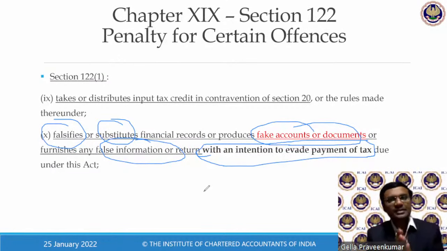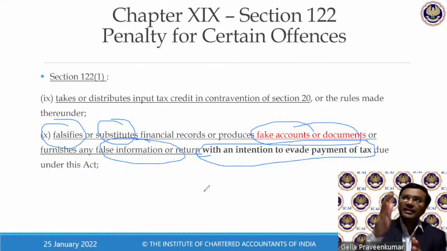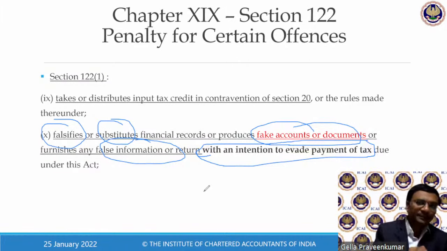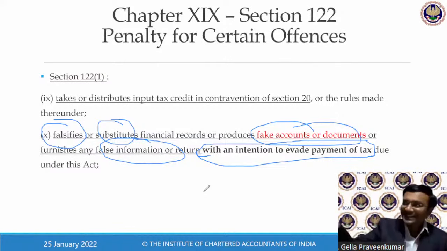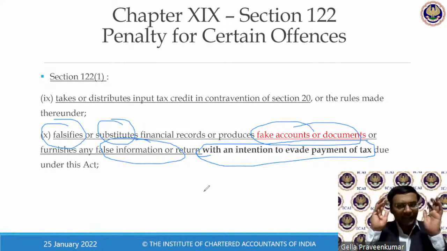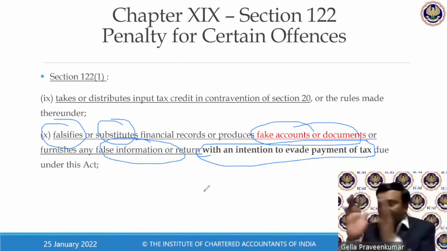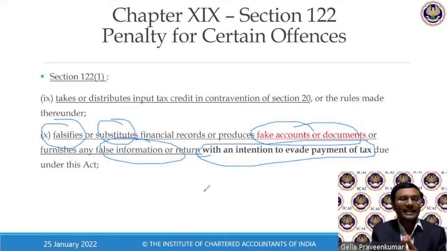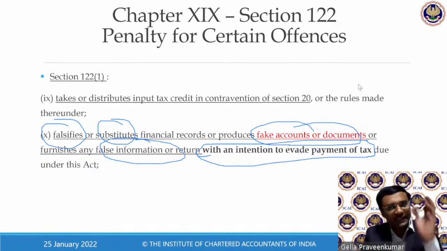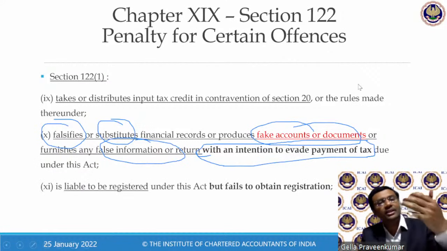I draw your attention, students. Whenever some information was asked by the proper officer in the process of their audit under section 65, if I gave information such as sales register, purchase register, input tax reconciliation, GSTR 2A downloaded data, bank statement, and any information which I have given, knowingly that it is incorrect, this clause comes into applicability saying that there is an intent to evade payment of tax. So be very, very careful with respect to information given to the GST officer.